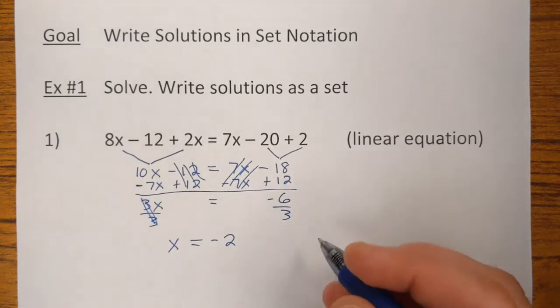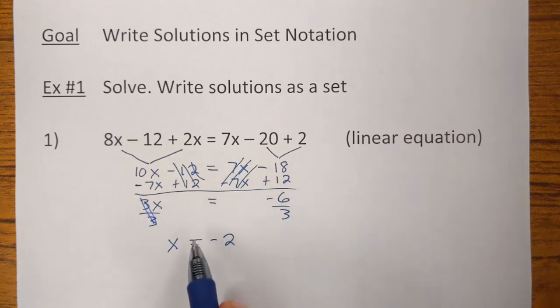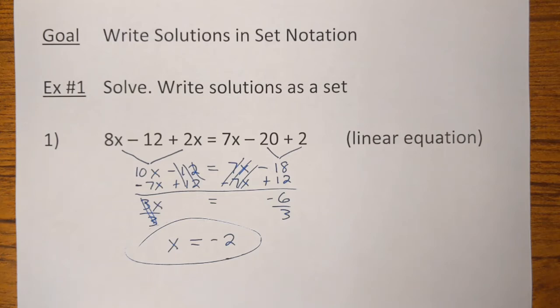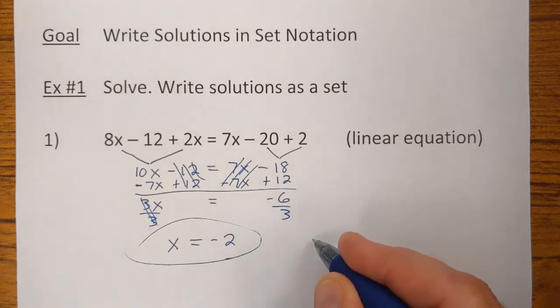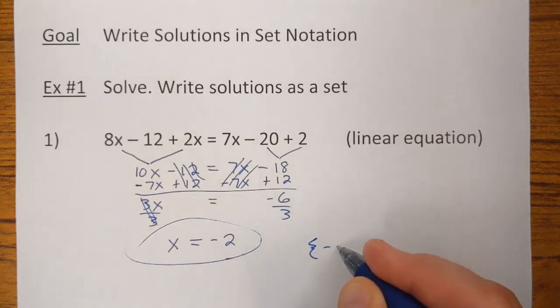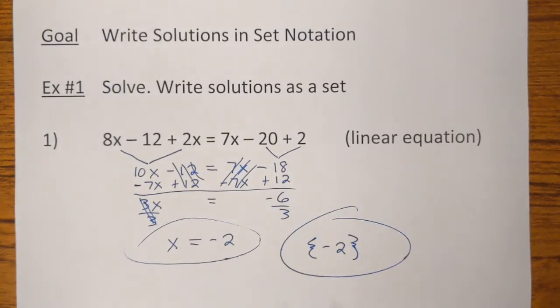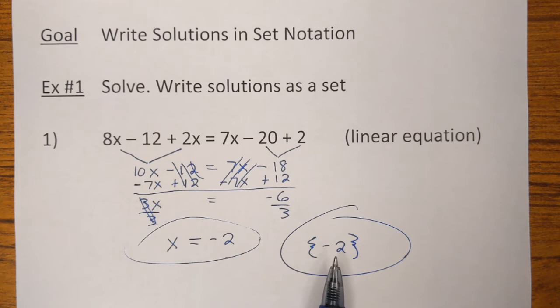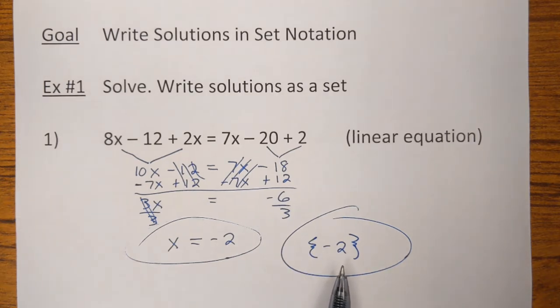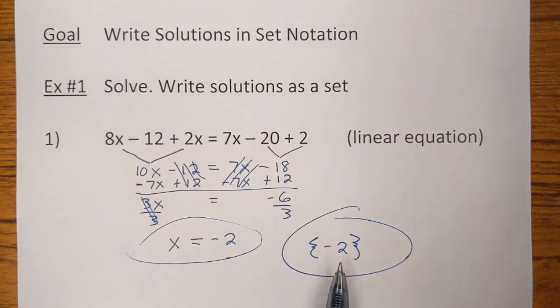Now, the way that we can show this solution, in some classes, in some circumstances, you'd just be able to circle this as your answer, and that'd be fine. But today we're practicing set notation. We're going to write our solution as a set. And this means not only is negative 2 one of the answers, this means that negative 2 is the only answer. It is the only solution to this equation.